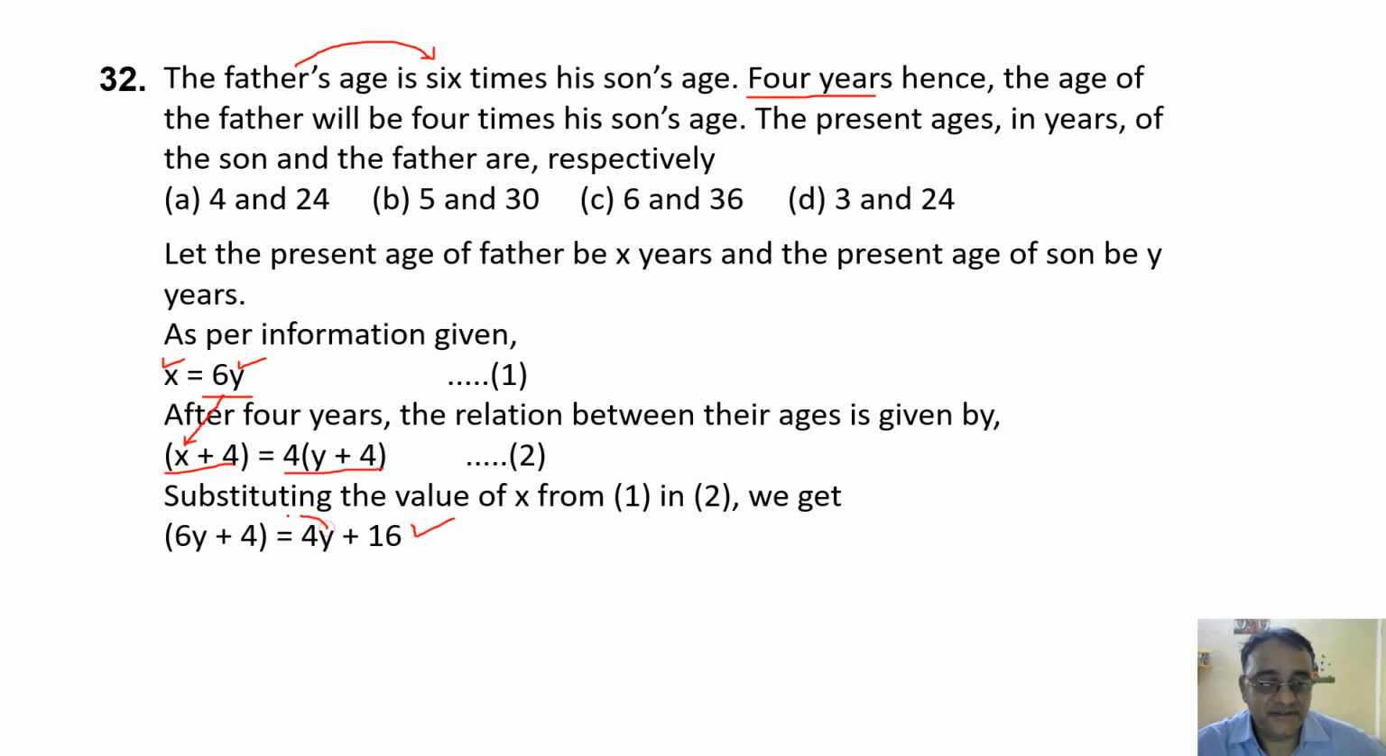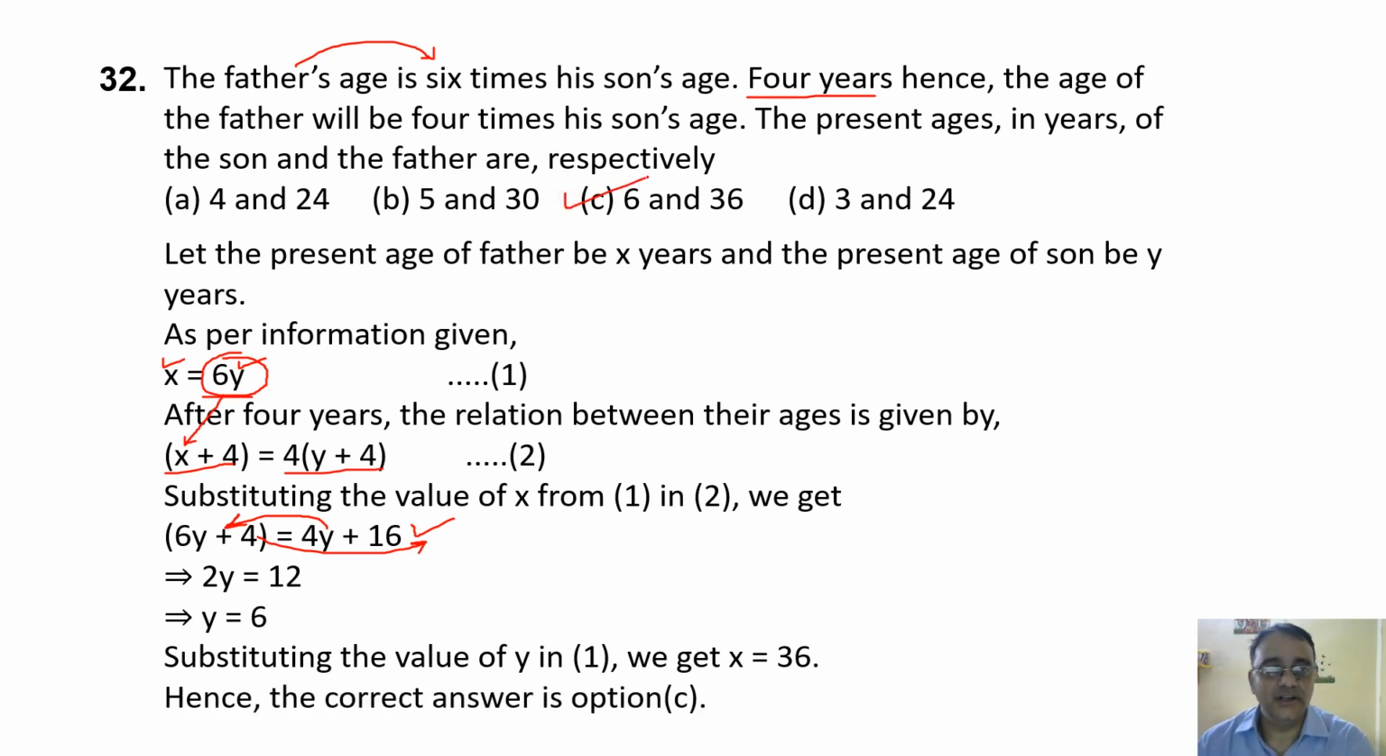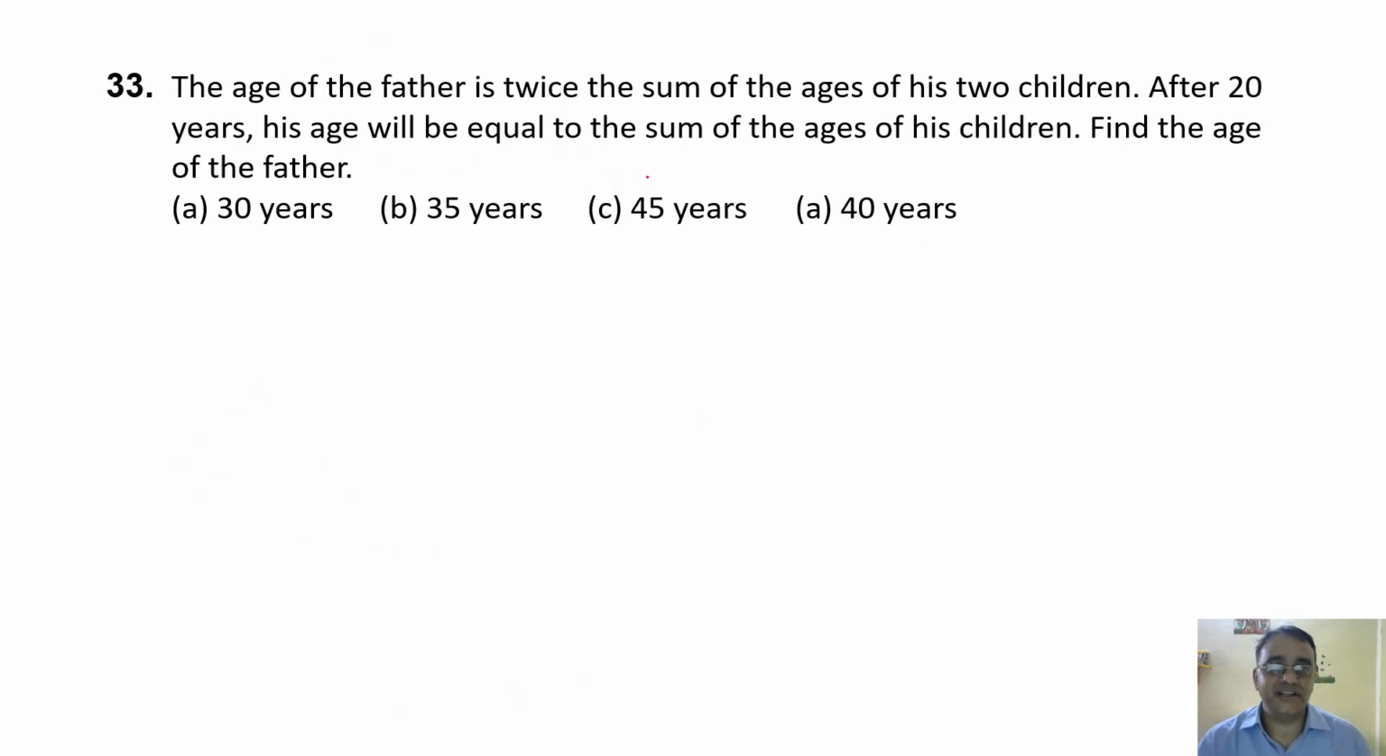Okay, now shift 4y to this side and 4 to this side. So we'll get 2y is equal to 12. So what is the value of y? 6. And what is the value of x? 36. Very good. So which option is the correct one? Option C, right. Very good. Now we are moving toward question number 33.